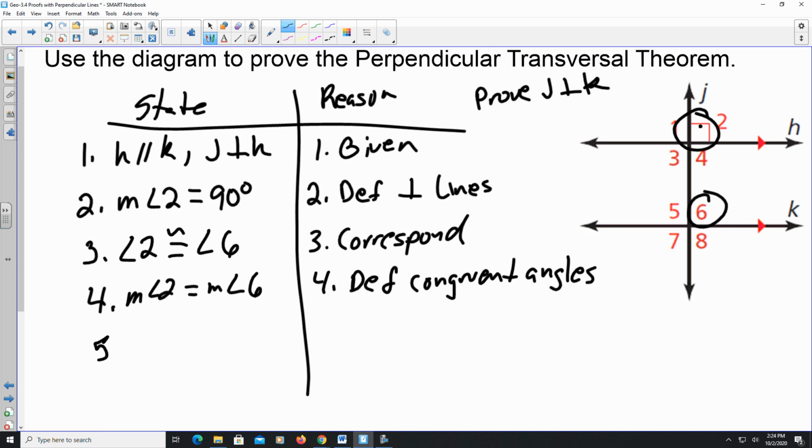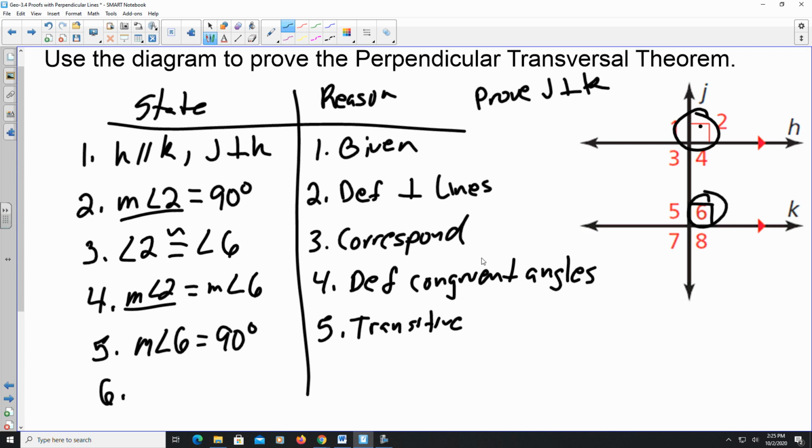The fifth step to help us out is, since angle 2 is 90 and angle 2 is also the same as angle 6, I can now say that the measurement of angle 6 is also going to be equal to 90 degrees because of the transitive property. Now that I realize that angle 6 is 90 degrees, I can say that it's a right angle. So now I can finally say that J is perpendicular to K because of the definition of perpendicular lines. Since we just realized that angle 6 is 90, I can say that those two are in fact perpendicular.